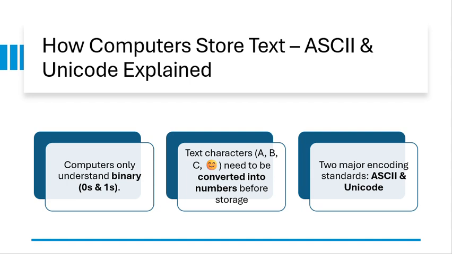We all know that computers only understand binary zeros and ones, and they don't understand decimals. So therefore, text characters like A, B, C, or emojis, when we type on our keyboard, need to be converted into numbers before storage in the computer's disk. Therefore, there are two major encoding standards, ASCII and Unicode. We'll talk about ASCII and Unicode in this video.